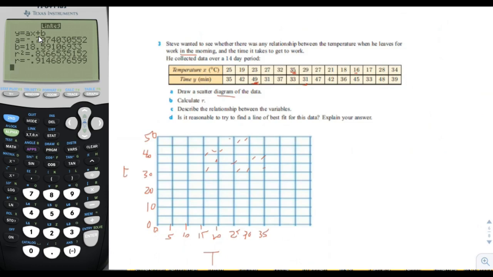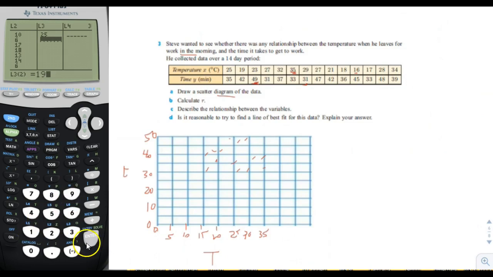So we drew the scatter diagram, then it asks us to calculate R. To calculate R, of course, we do need to do stat edit. And I'm going to show you how to put stat edit in L3 and L4. We're always using L1 and L2. Let's use L3 and L4. Okay, that way we don't have to overwrite the data that we put in there.